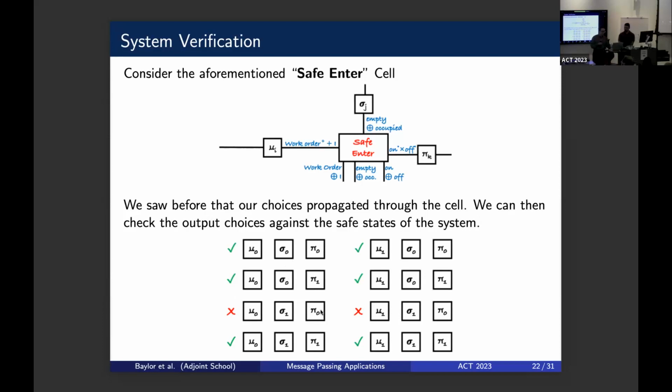Remember that sigma 1 and pi naught here represent the power being on and the tank being occupied, which is something we don't want. That's why there's X's next to them. So if we start with one of the checkmark states, you can show that this cell will remain in a checkmark state. And if you compose it with another cell that is safe in this sense, then you're going to get another safe cell. You're going to get a safe composite. So you have this composable safety, which we think is interesting.